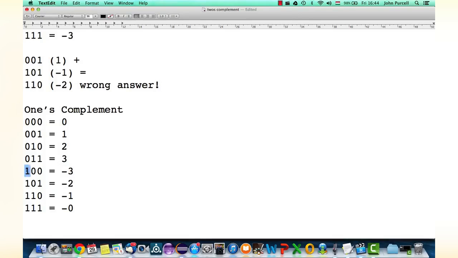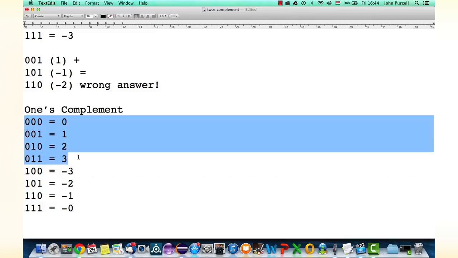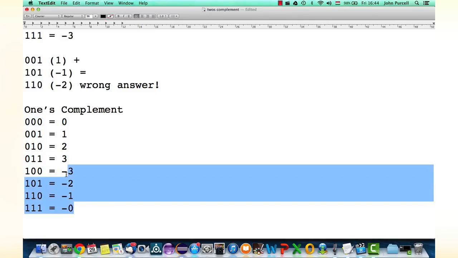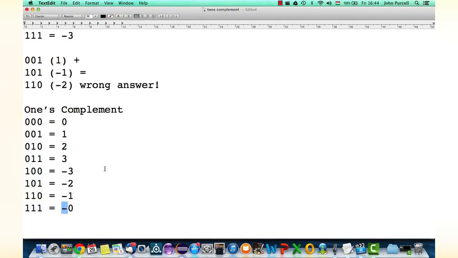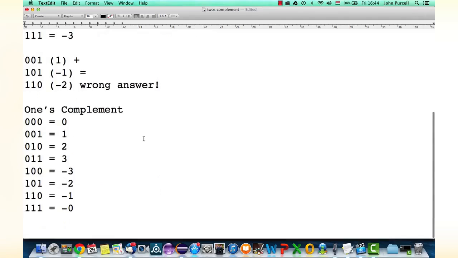So still the negative numbers have a 1 for the most significant bit. Positive numbers have a 0 for the most significant bit. We've just moved the negative numbers around a bit, put them in different places. And we've got a minus 0 here as well. But we had a minus 0 to start with anyway, even in this naive system. Now things work out a lot better.